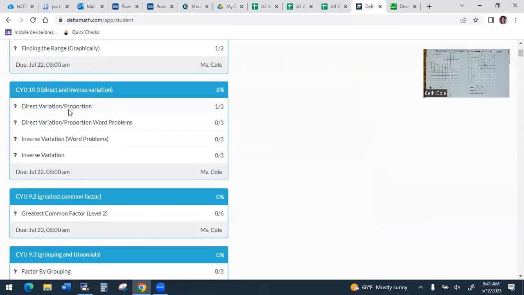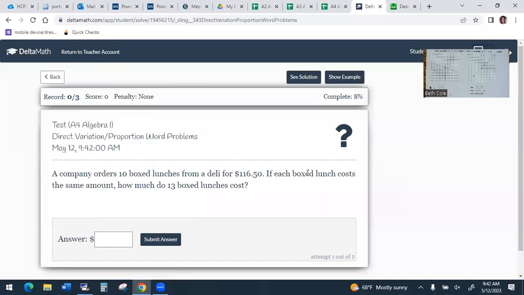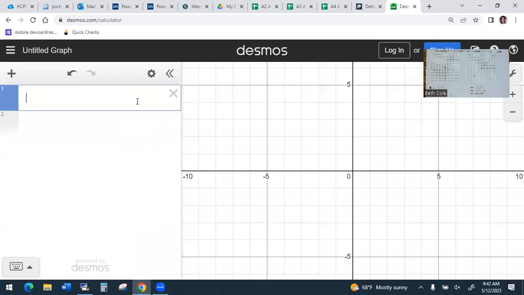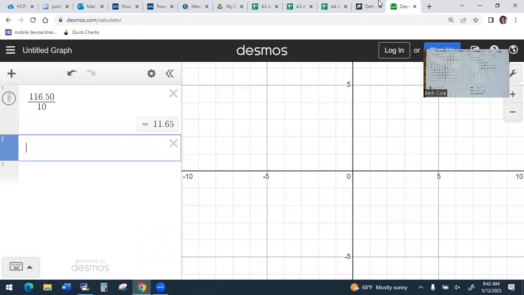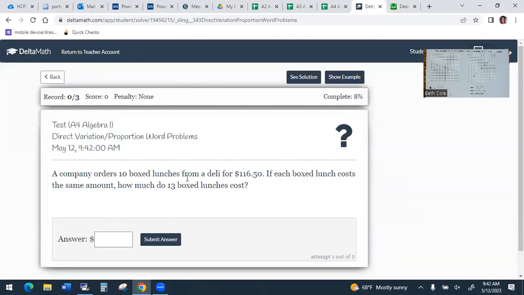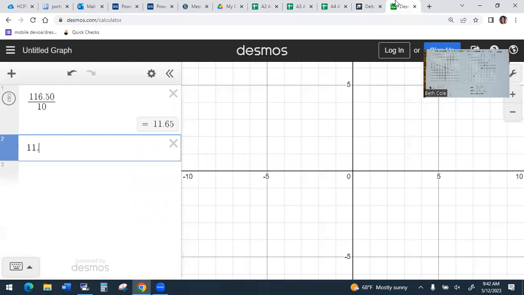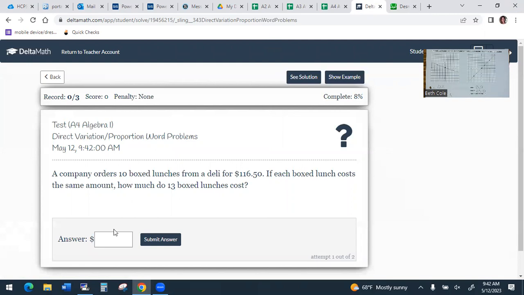Okay, now the other section is the same thing, but there's going to be words. But look, a company orders 10 box lunches from a deli for this much money. You're going to divide those to figure out how much each one costs. So you would do 116.50 divided by 10. Hold on, let me come over here. 116.50 divided by 10. 11.65 is how much each lunch is, times 13. 151.45.